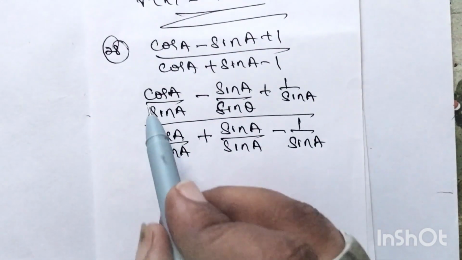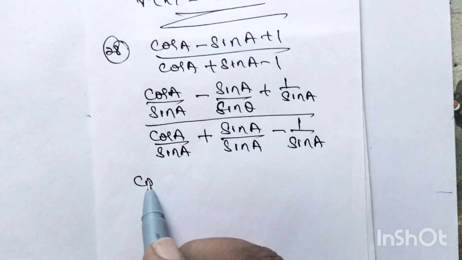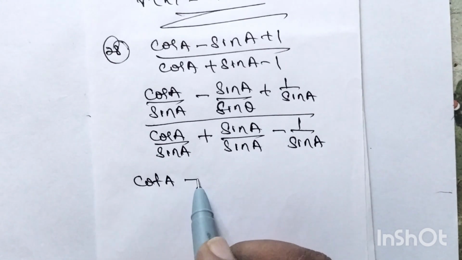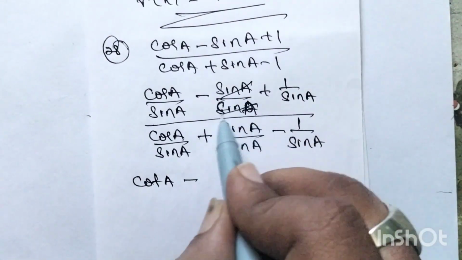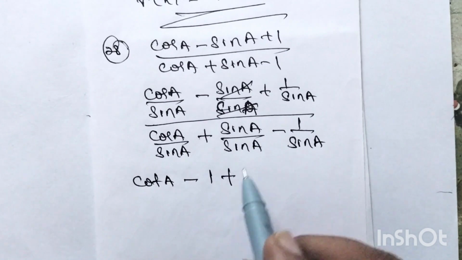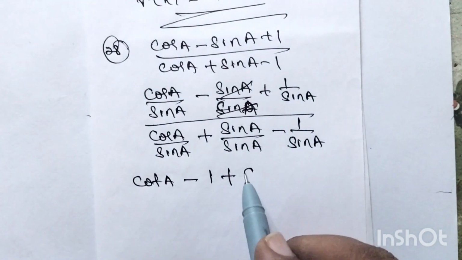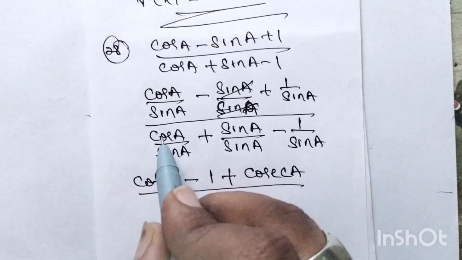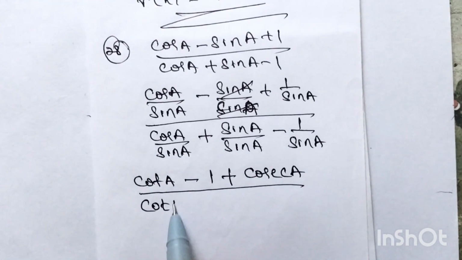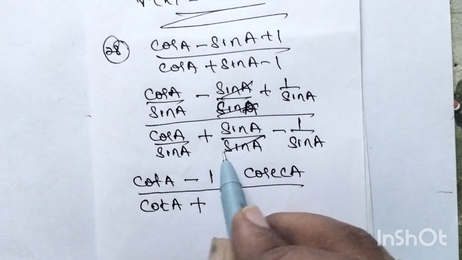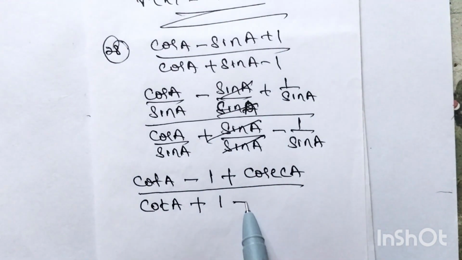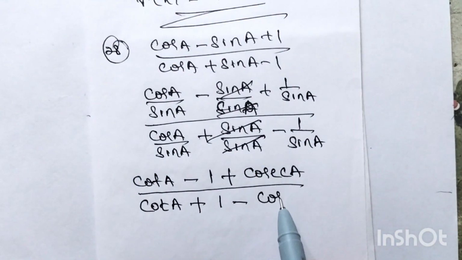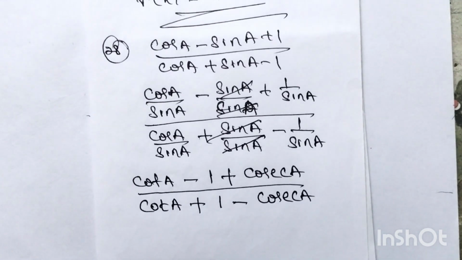So what is cos a by sin a? It is cot a, minus sin a cancel 1, plus what is 1 by sin a? It is cosec a, divided by what is cos a by sin a? Cot a. What is sin a cancel 1, minus what is 1 by sin a? It is cosec a. So this is what we have now.